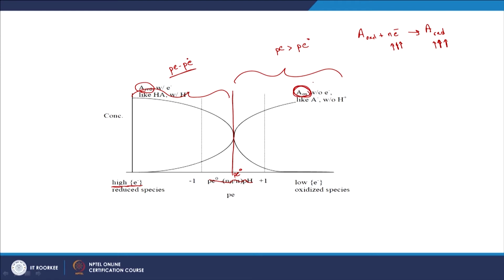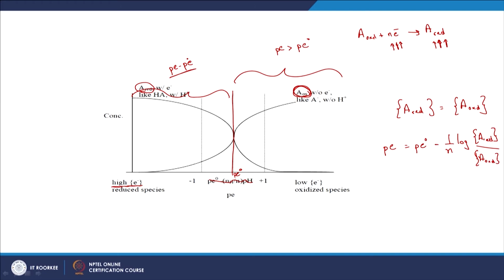So, when would both these be equal, the A reduced activity equal to the activity of A oxidized? If we look at that, we have the equation Pe equal to Pe naught minus 1 by n log, what is it now, A reduced by A oxidized.